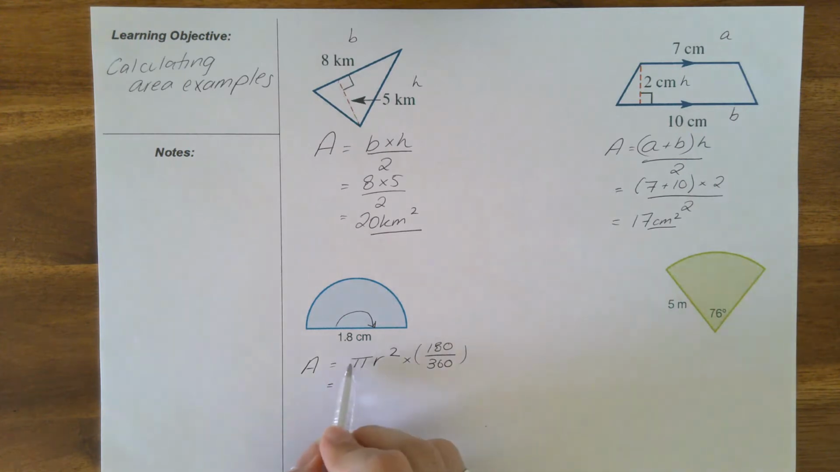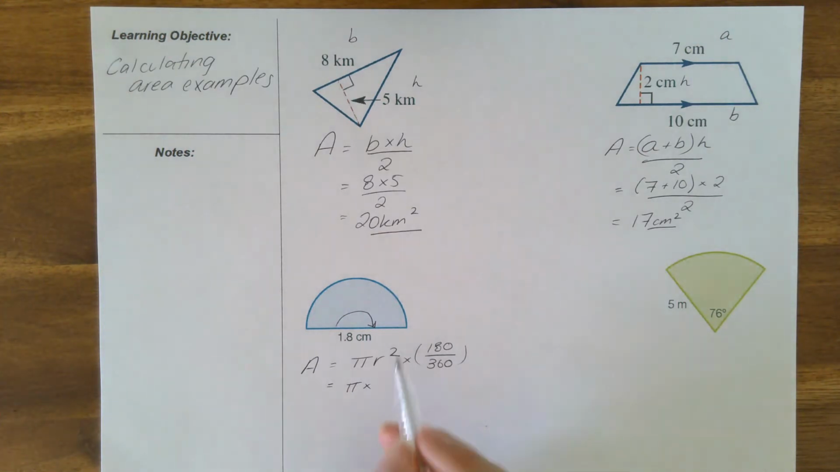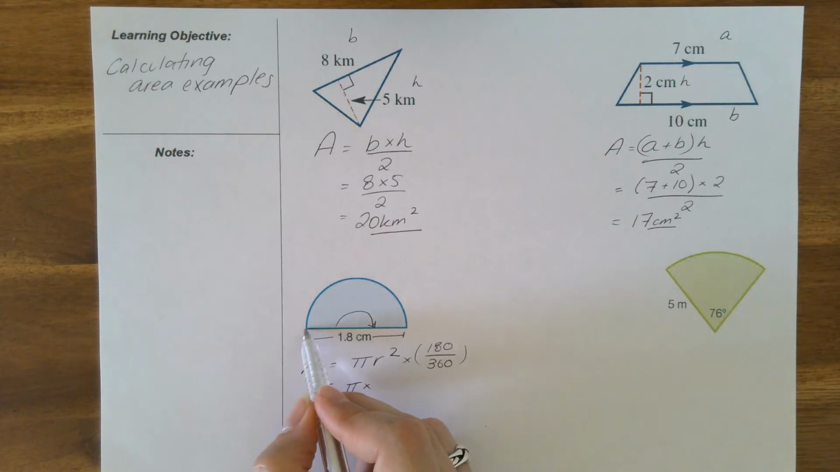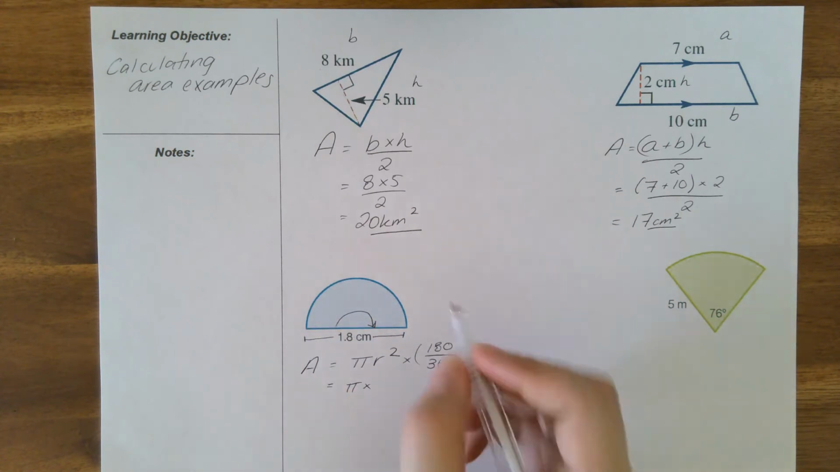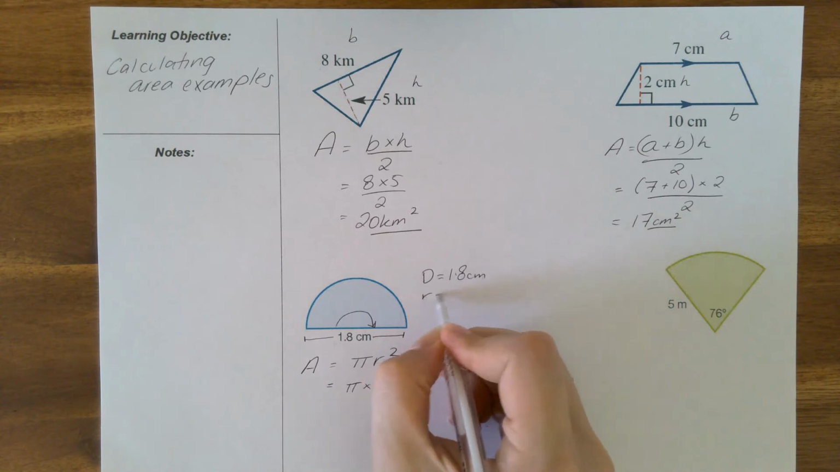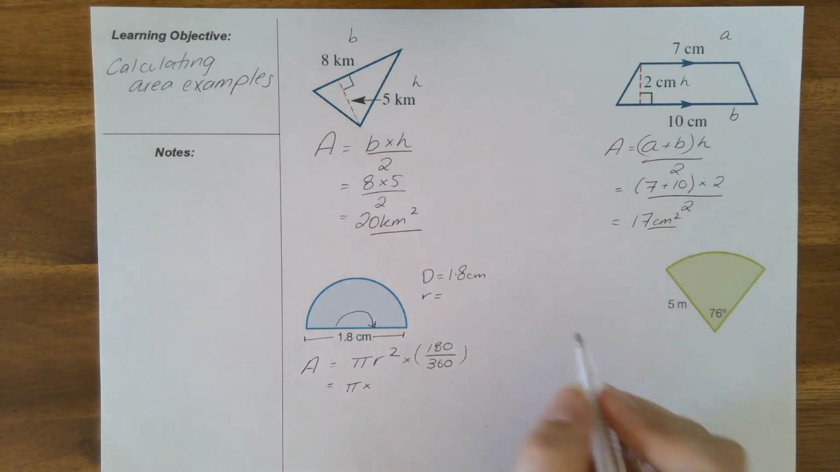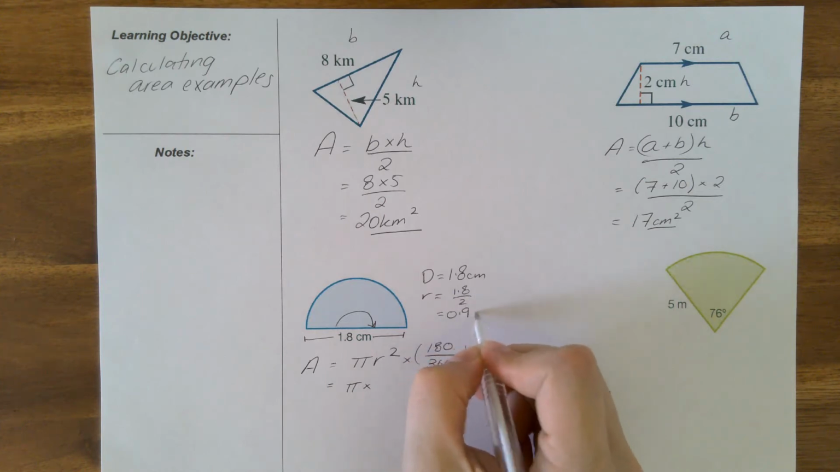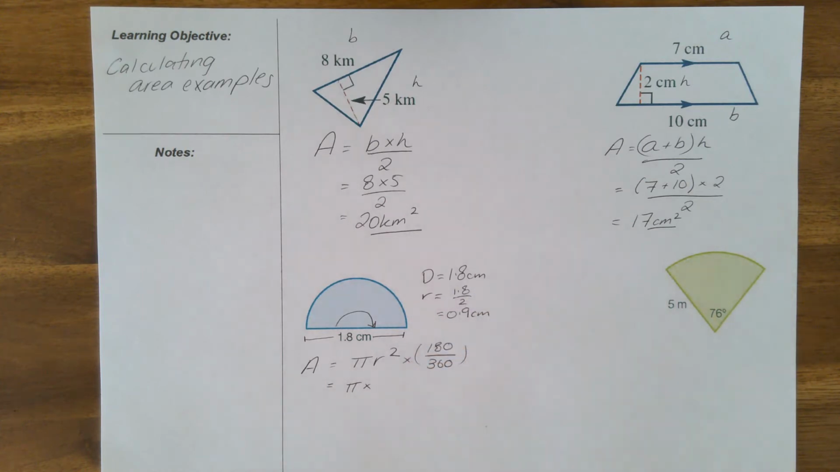So if we've got pi r squared, we'd have to say pi multiplied by, now what we've got here is this is actually the diameter from one end through the center and back out again. So in this case, our diameter is 1.8 centimeters. Our radius is going to be half of that, right? 1.8 divided by 2, which is 0.9 centimeters. So we can substitute in there. We've got 0.9 squared multiplied by our 180 on 360.